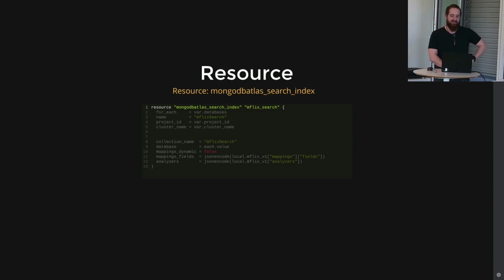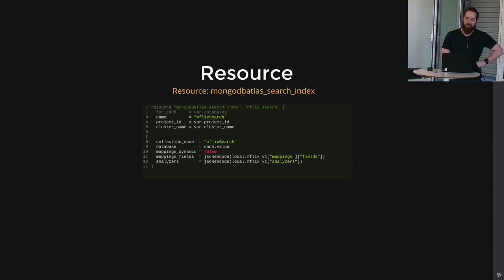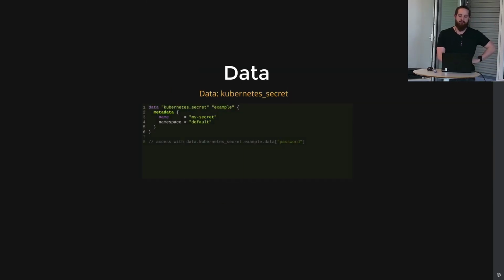I guess there are only three definitions left. Resources, those are things that create things. For example, we have the MongoDB Atlas search index. And those are just variables. You need to look those up in the definition of the provider. We'll come back to that later. Also here for_each. And the data part is where you can get inputs from and use them in your resources. Here, for example, we're reading out a secret from Kubernetes, and we can use those passwords somewhere in our Terraform script.